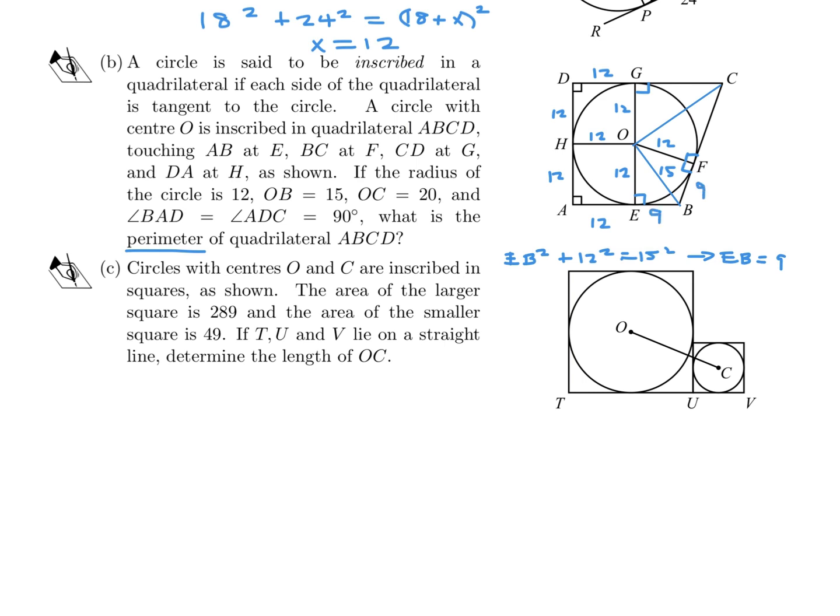Similarly, OC they gave me as 20, so that allows me to figure out GC pretty quickly. GC squared plus 12 squared is going to be 20 squared, and when you figure that out, it's going to give you a value of 16. So that's 16 there, and that's 16 there. You can do the same thing on that triangle. So there you go, you got it all. And when I add it all up, 12, 12, 12, 12, 9, 9, 16, 16, the total perimeter is 98.